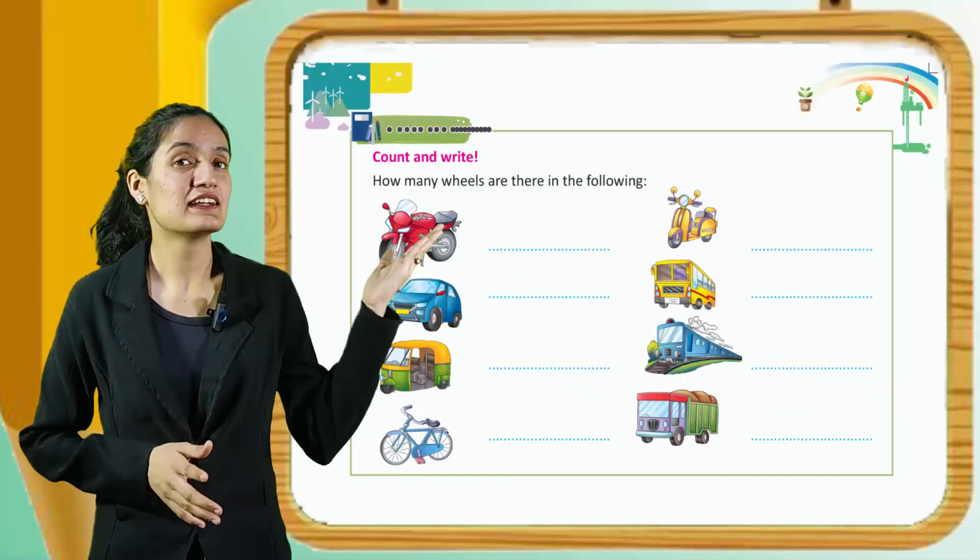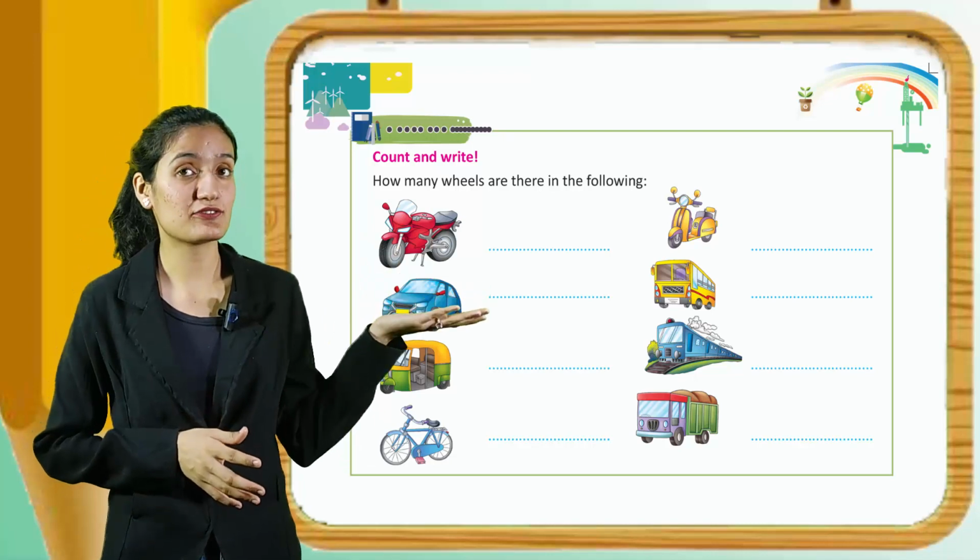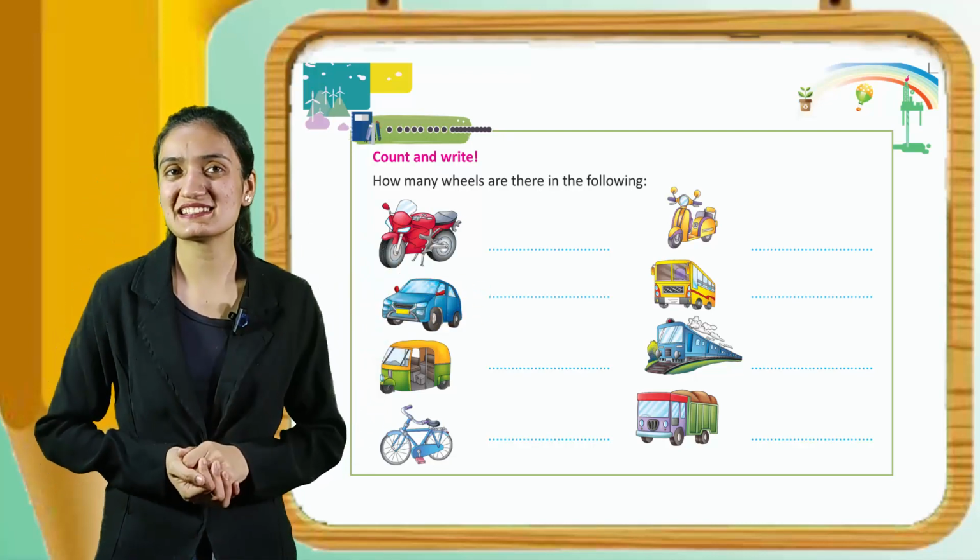Now the activity, count and write. How many wheels are there in the following? Here are the different means and you have to count their wheels.